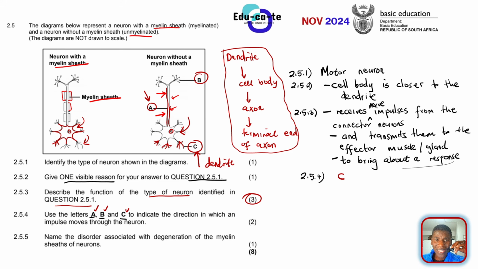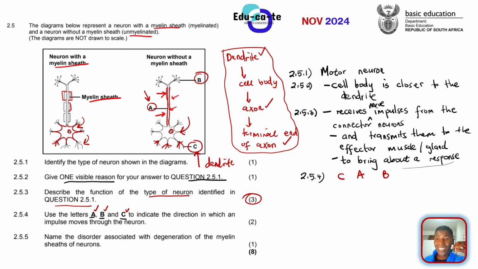This thing that looks like a stick going down there is the axon. So that is part A. So it moves from the dendrite to the axon, because the cell body is not labeled in this diagram, and then you can see that part B is the terminal end of the axon. So to part B, which is the terminal end. This is the correct sequence of the direction of movement of impulses within a neuron.